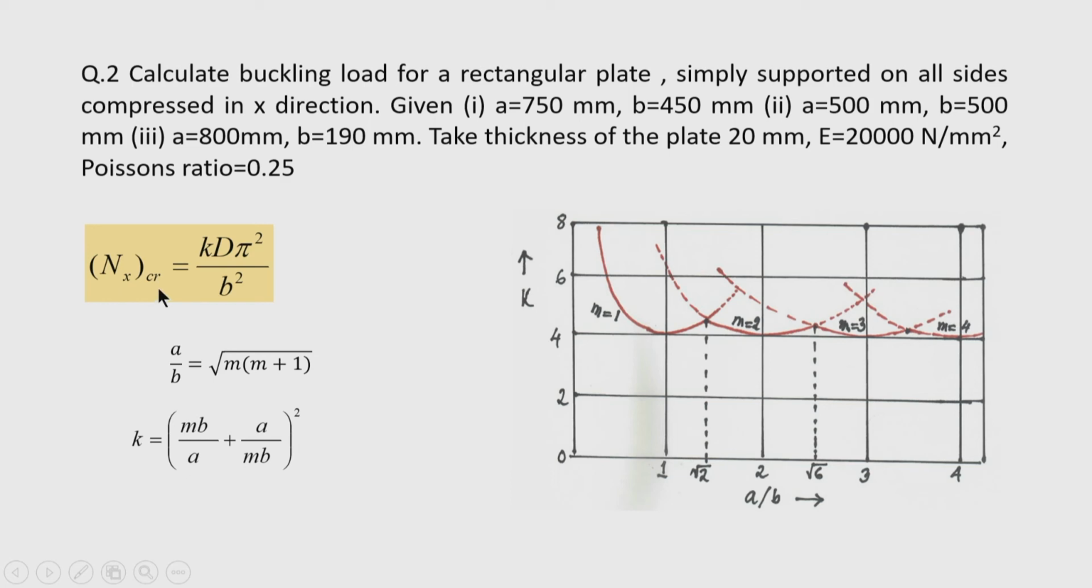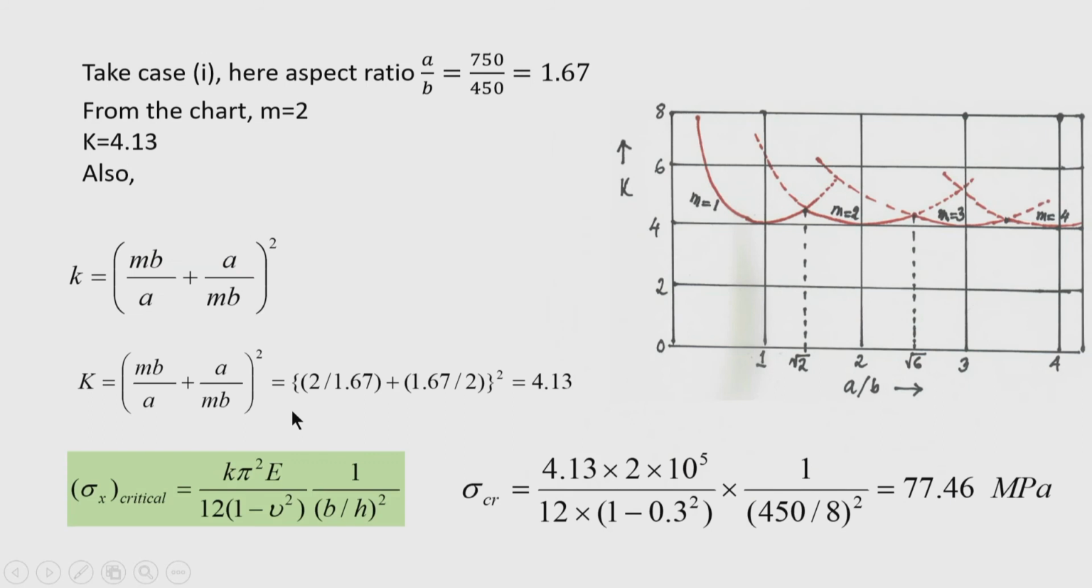The critical value of the buckling stress is k pi square D by b square, and a by b equal to, in general, m into root over m into (m plus 1), and k is (m b by a plus a by m b) whole square. Okay. Now, let us see the first problem, okay, first case.